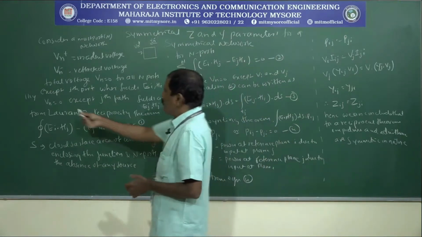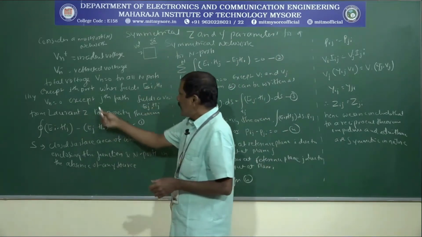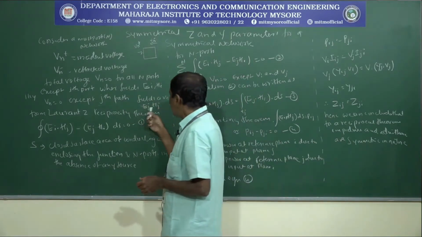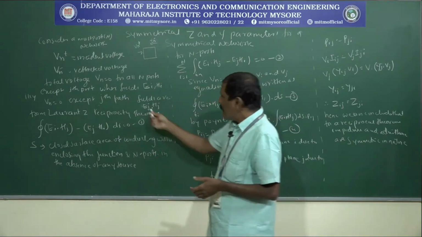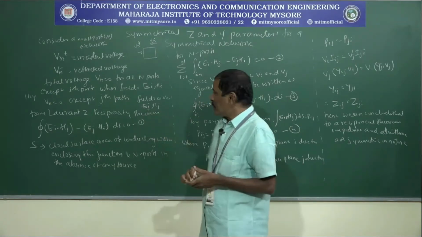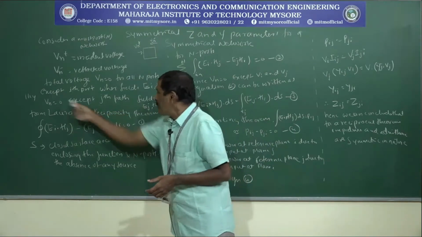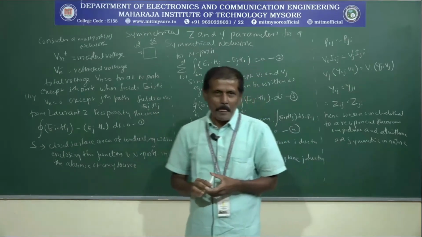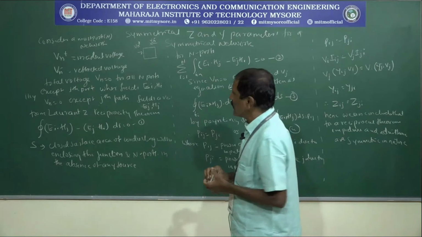Similarly, Vn is equal to 0 except for the jth port, where the fields are Ej and Hj. For the jth port, Vn is not equal to 0, where the fields are Ej and Hj. Repeating once again.